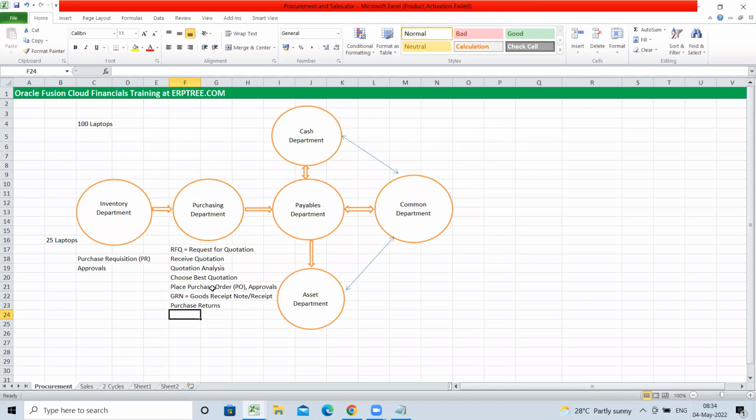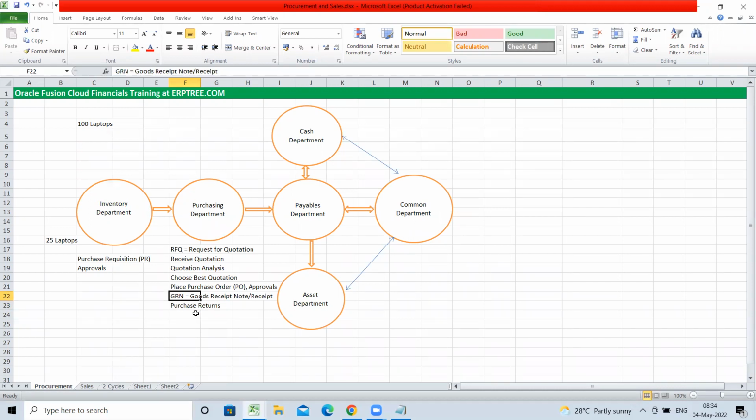Whenever we receive the material, goods or item, you can call it by any name. Whenever we receive the item from the supplier, we have to record it in our books as a GRN, goods receipt note, or you can say receipt. And if you want to return any item quantities because of damage or other issues, you can perform the purchase returns. Fine.